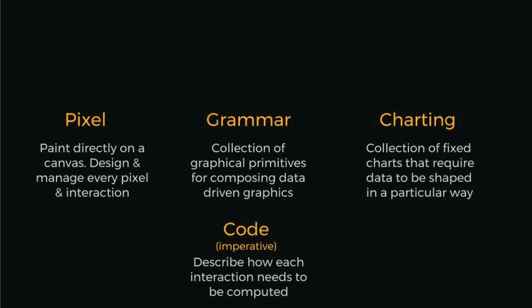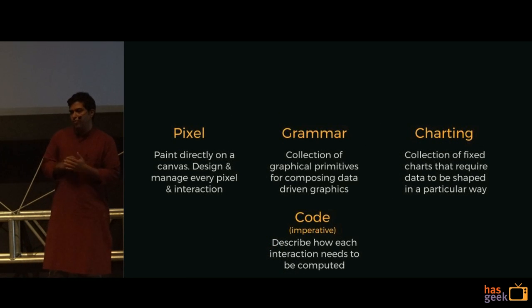And imperative means you have to describe how each interaction needs to be computed, right? So you don't describe what needs to happen, you need to describe how each of those interaction elements would need to happen, right? So if you want something to hover, you need to write the code for that. If you need to make something link together, you need to write the code for that.